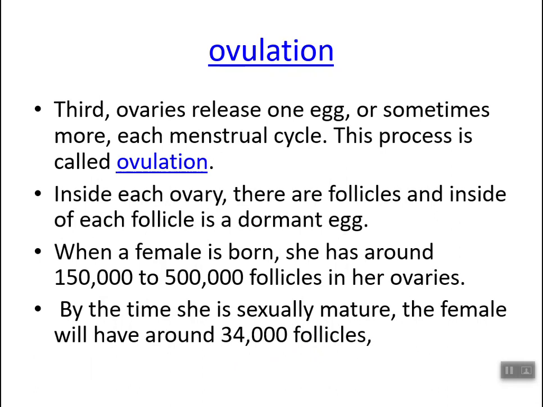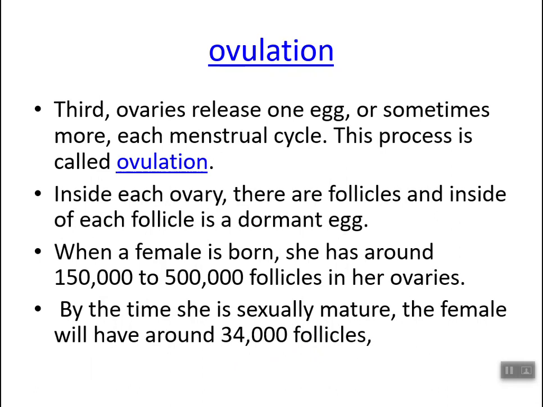Okay, so ovulation: the ovaries release one egg, or sometimes more than one egg, at each menstrual cycle, and this process is called ovulation. Or we can say that the release of a mature ovum from the ovary is known as ovulation.